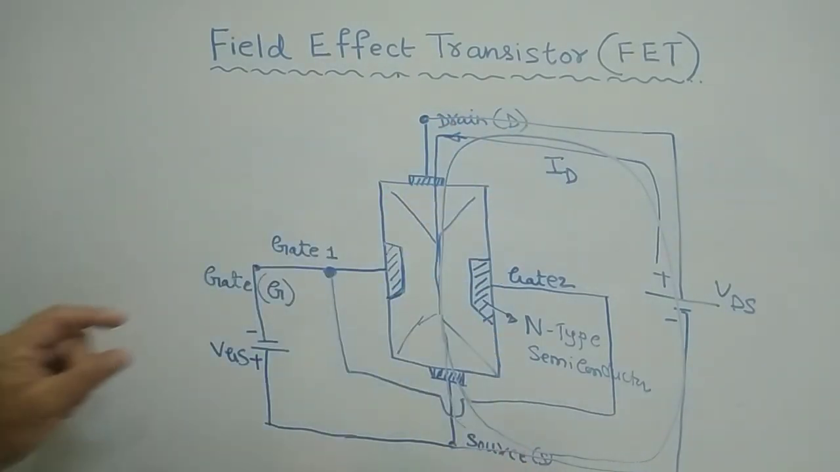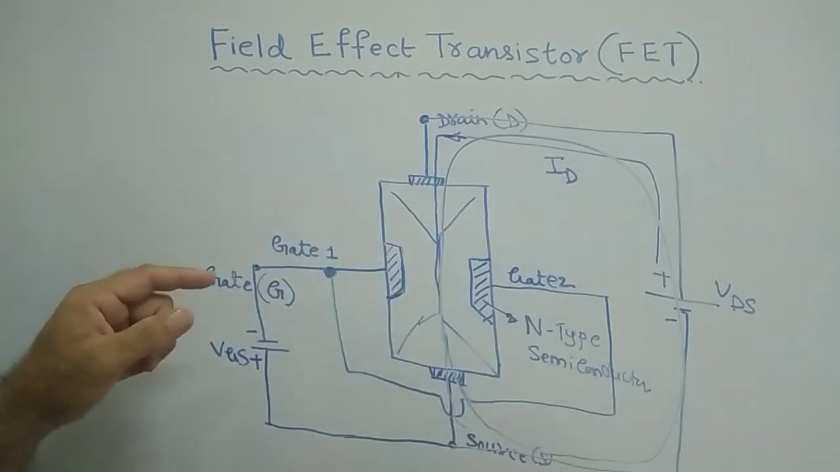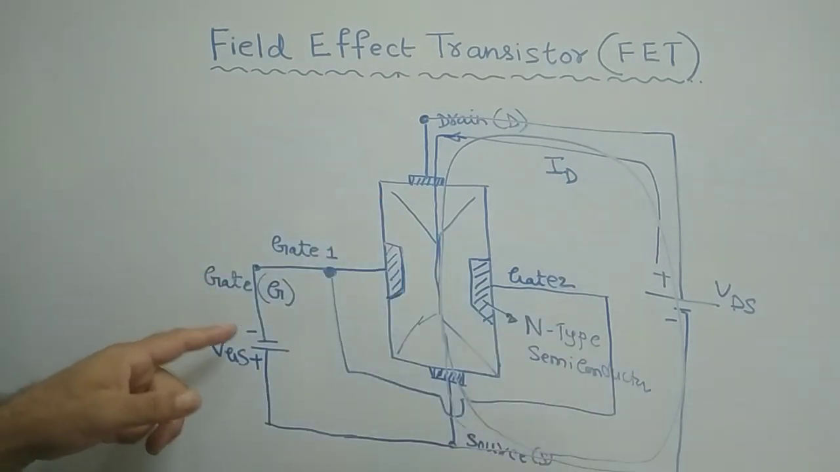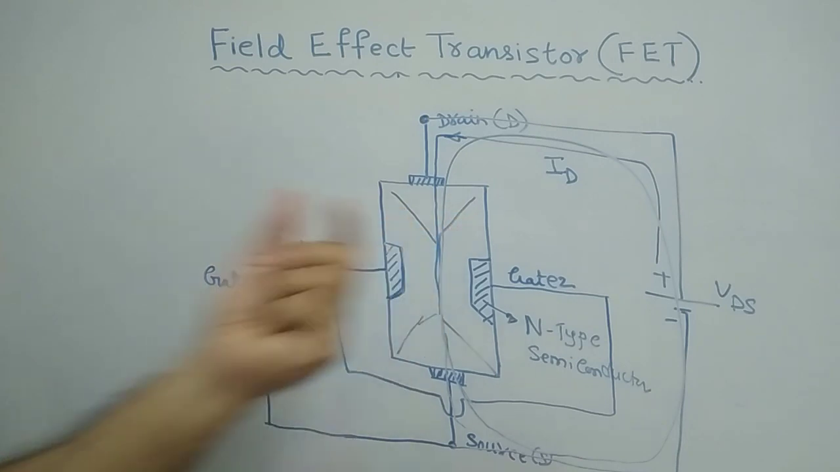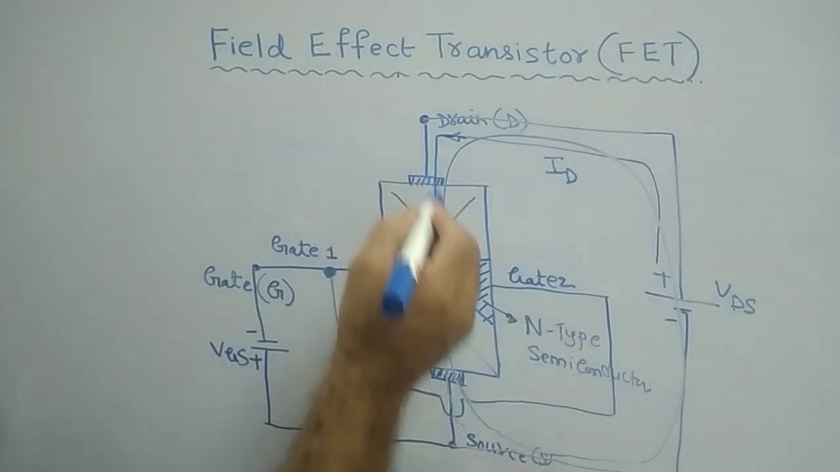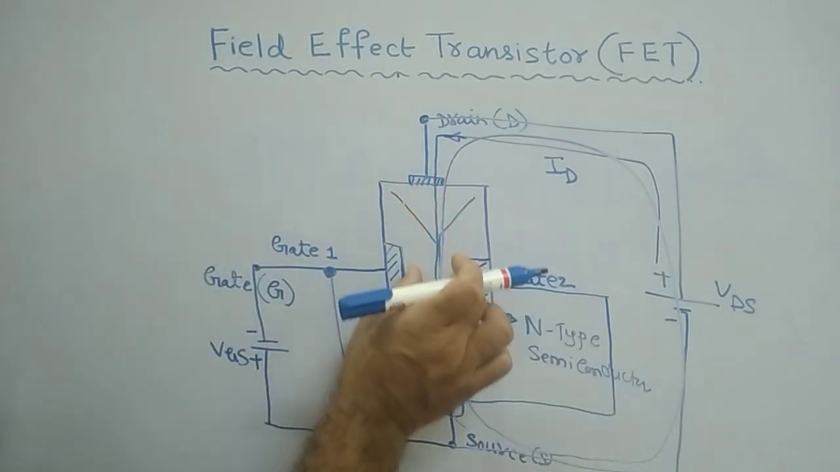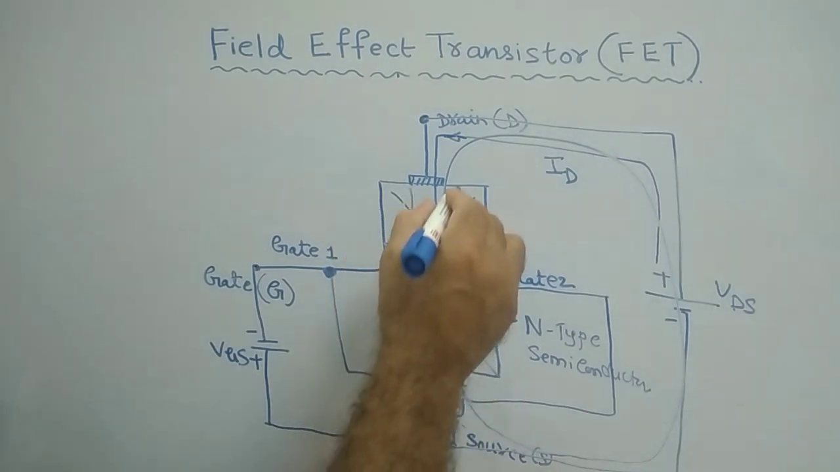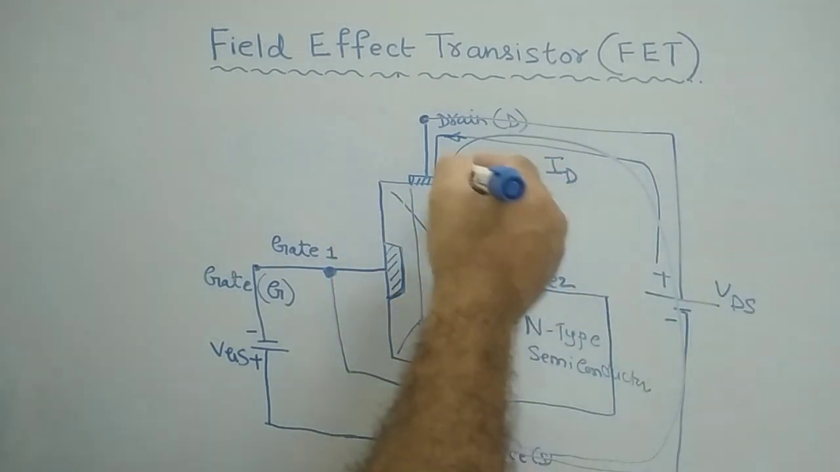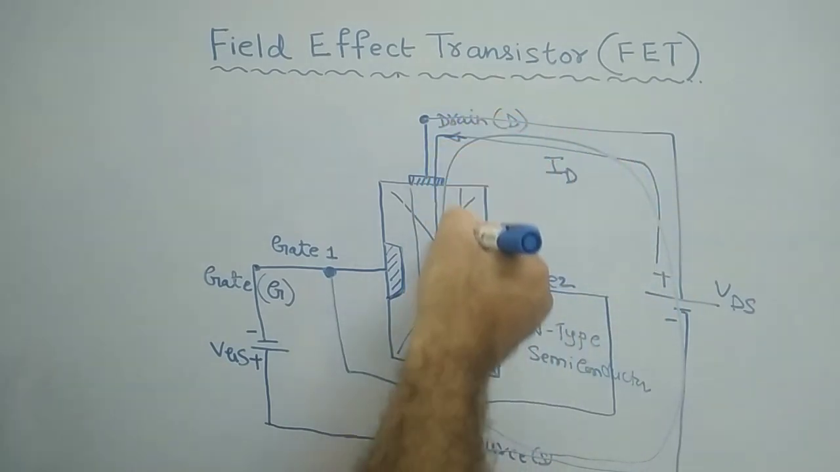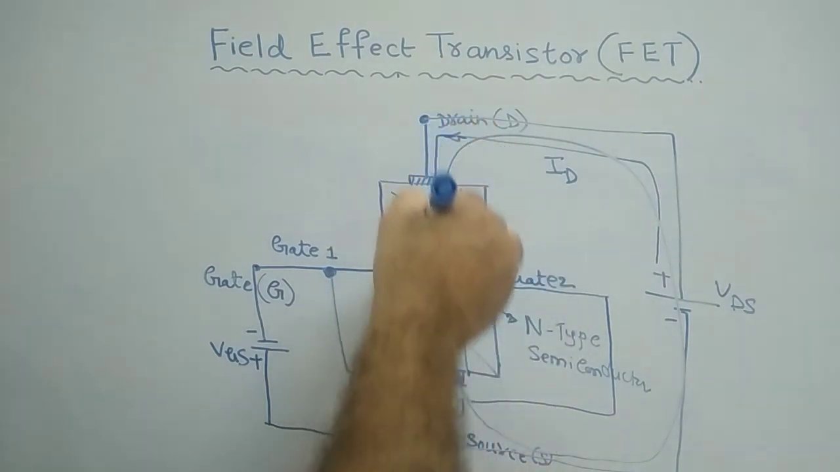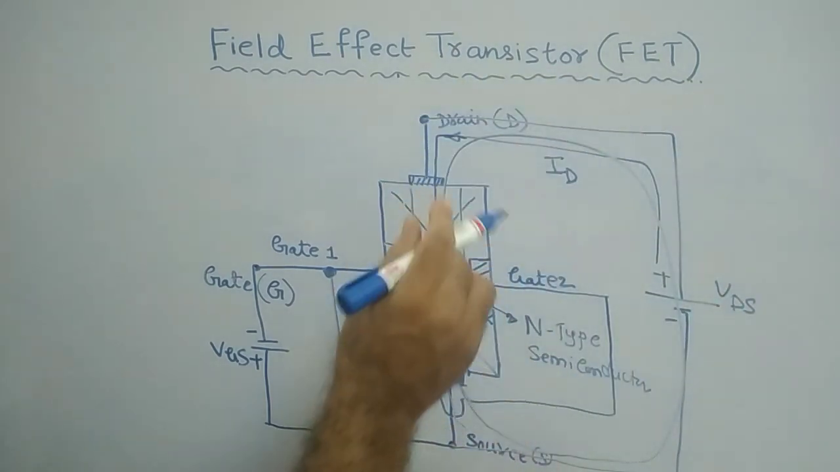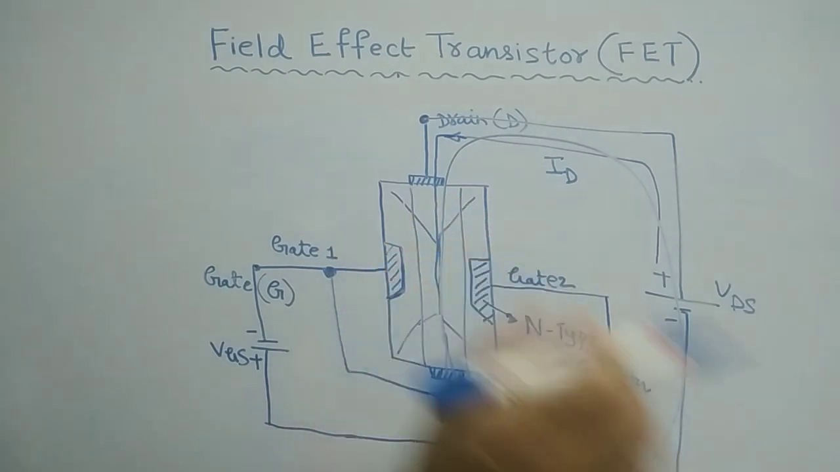Initially, when the VGS is very low, you have what is called the channel. From this terminal to this terminal, the area that is there is the channel. This is the path. Through this path only, the drain current will flow, not exactly in a circular way, but it will flow like this. This is the channel, or path.